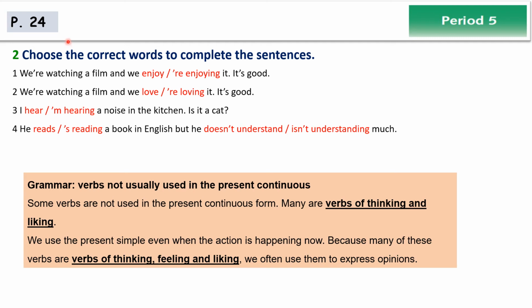Exercise 2, page 24. Choose the correct words to complete the sentences. This exercise is to check your understanding of the explanation in the previous slide. Number 1. We're watching a film and we enjoy or enjoying. As you learned before, if the verb is a verb of thinking or feeling or liking, we don't use it in the present continuous. We use it in the present simple.